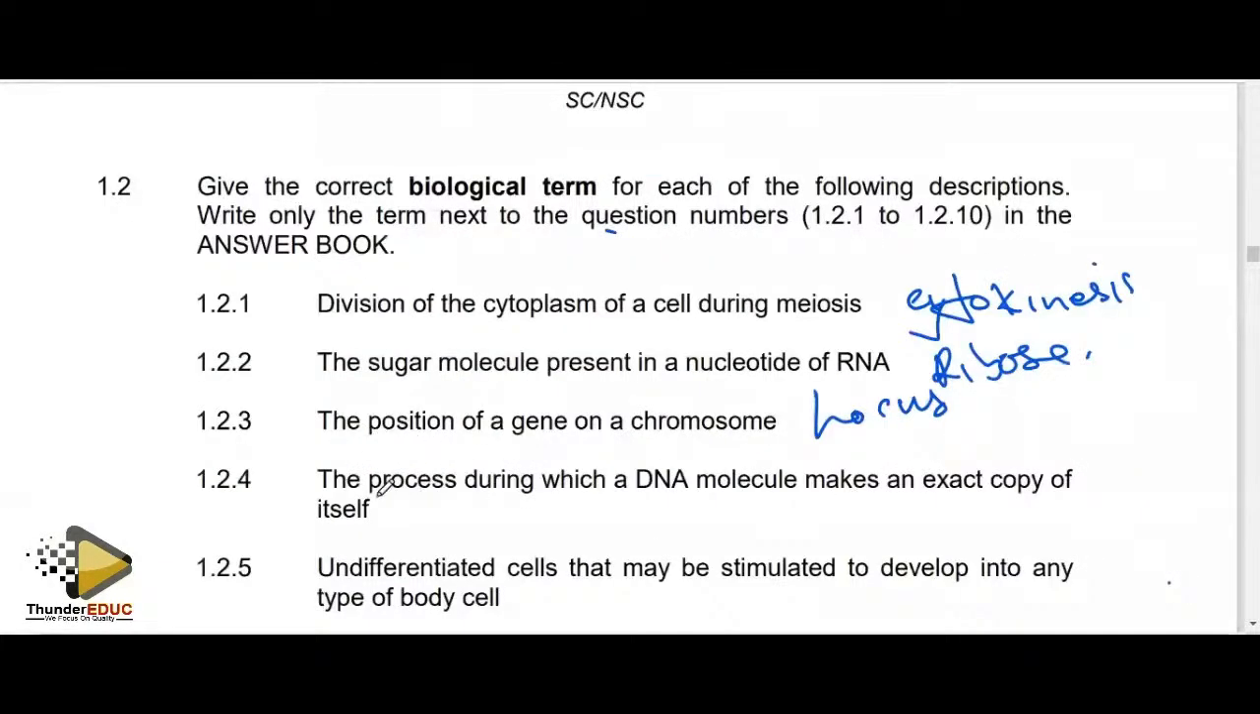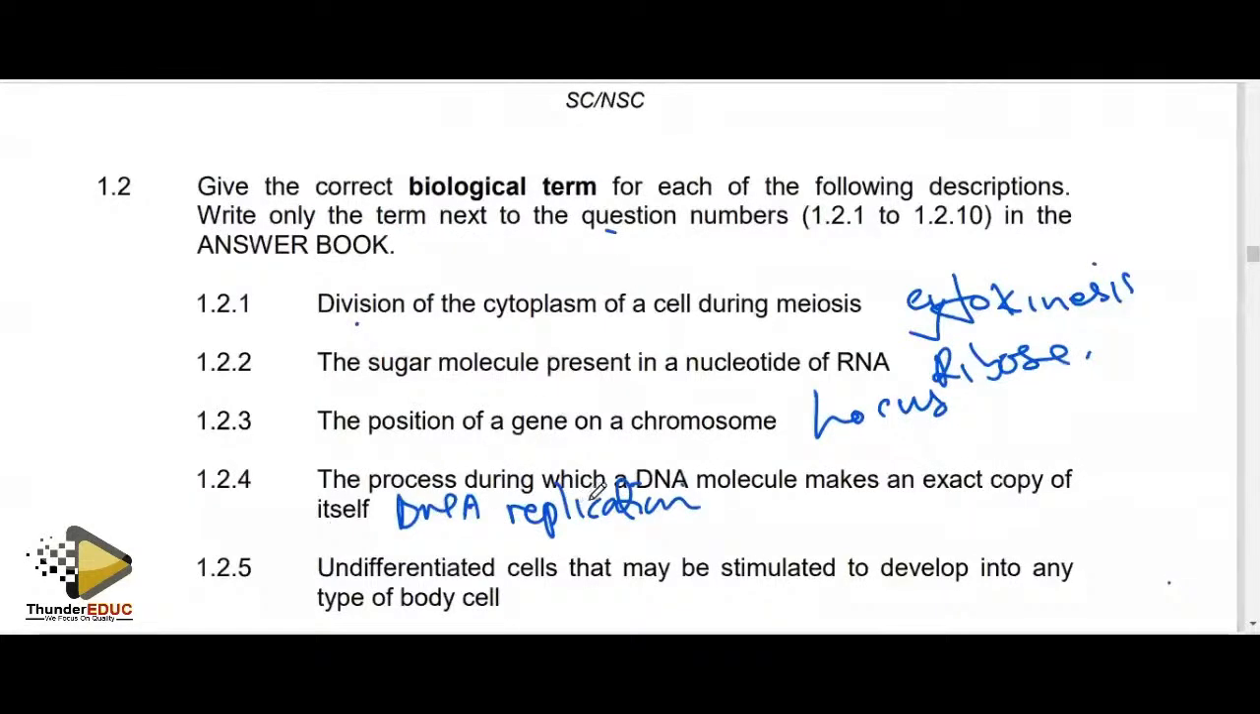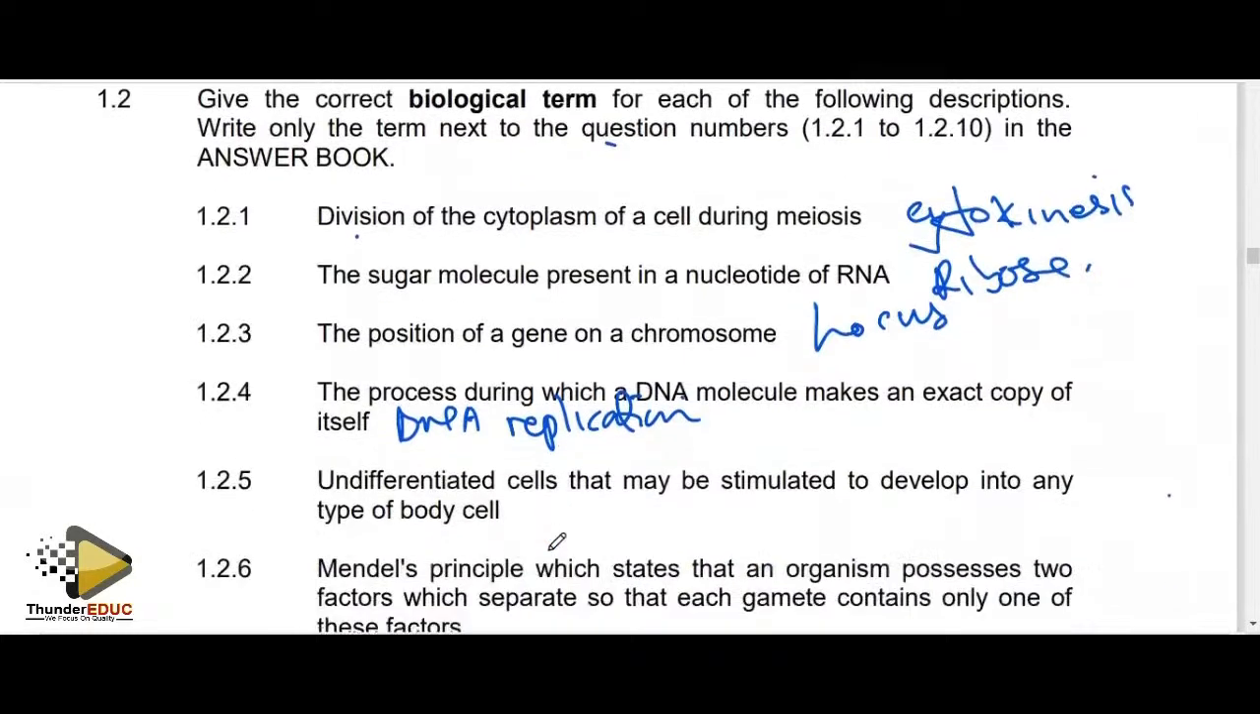Another question, they're saying the process by which DNA makes an exact copy of itself. We'll find out that it's called DNA replication. I think this one is easy. You can find it in DNA replication. What is DNA replication? It is the process by which DNA makes an exact copy of itself. And if you look at this question, they are saying the process by which DNA makes an exact copy of itself. So exactly what is there in that book is just what they brought here, and then they're asking you the question. So it is DNA replication.